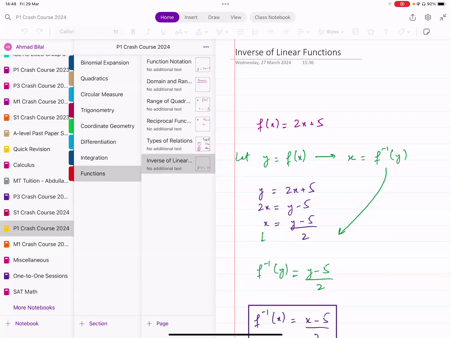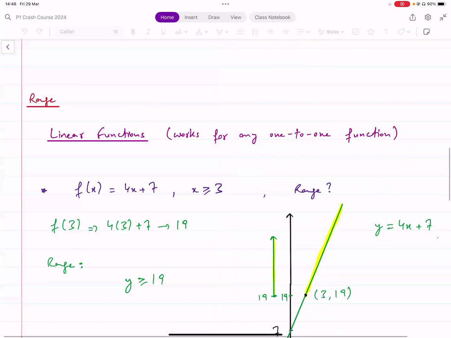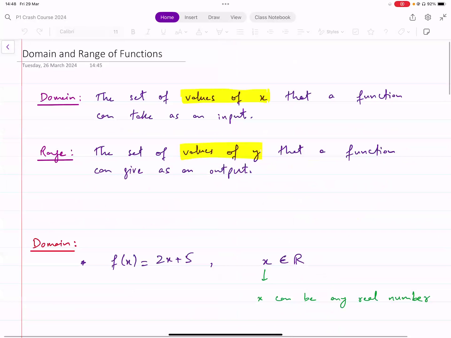So we were doing functions, and in the last couple of sessions, we have talked about a number of things. We started with function notation. Then we talked about domain and range of functions. Domain is basically the set of values of x that you can input into a function, and range is the set of values of y that a function can give you as an output.